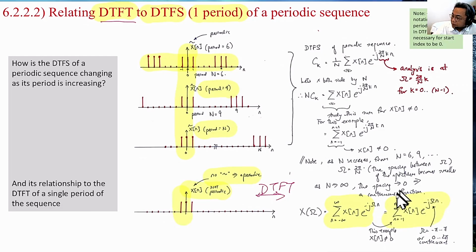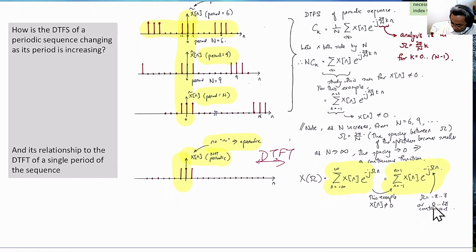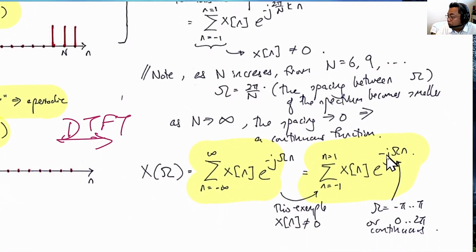Now, let's be clear. This is the DTFT of this aperiodic sequence, and we need to plug in different omega from -pi to pi or from 0 to 2 pi continuously. So that means we substitute different omega and we compute this. And this is computable because n is only from -1 to 1, and therefore this will converge to some value.